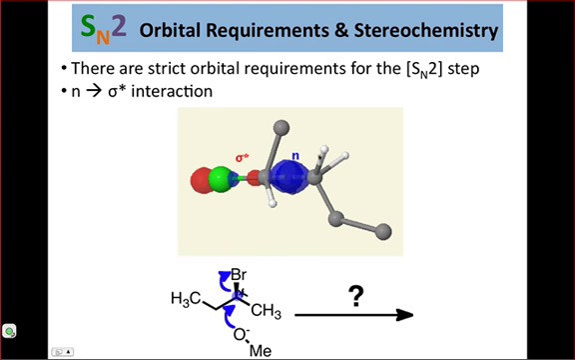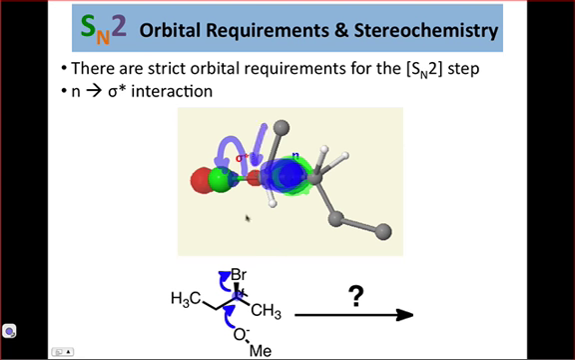at this orbital picture reflecting the transition state of the SN2 reaction, or I should say reflecting the earlier stages of the reaction before the transition state is developed. So the SN2 step is an n to sigma star interaction. Here's the n orbital from the nucleophile. The sigma star orbital from the electrophile is here. And notice that in order to displace the leaving group, what we need to do is donate into the backside of the sigma star orbital.